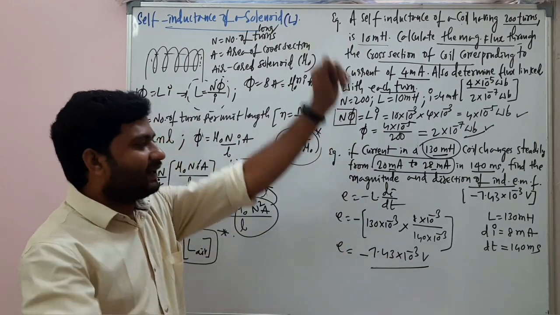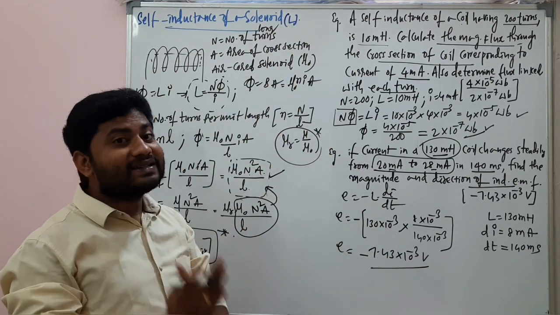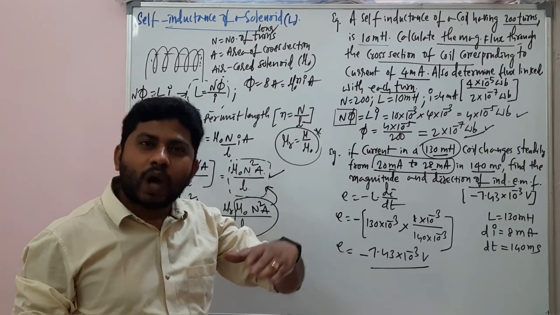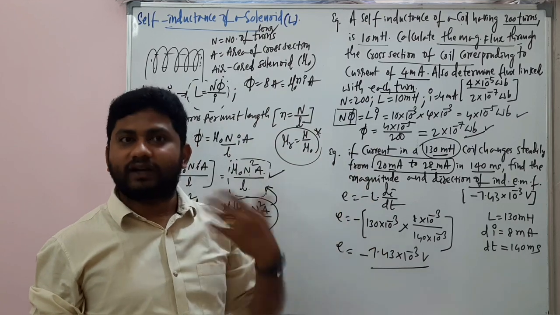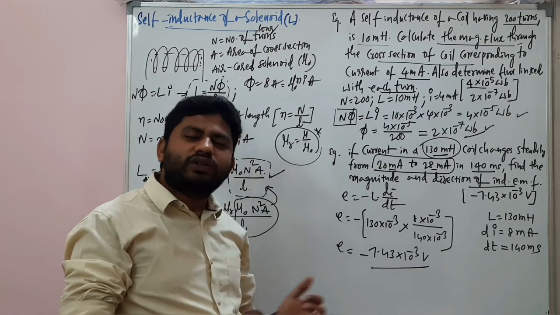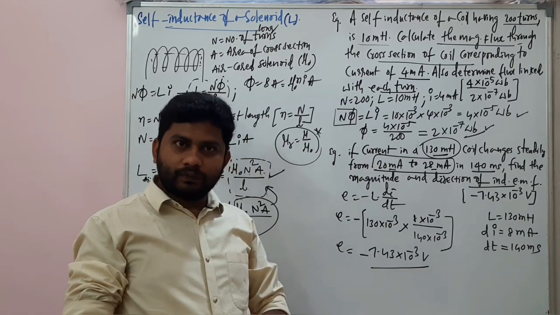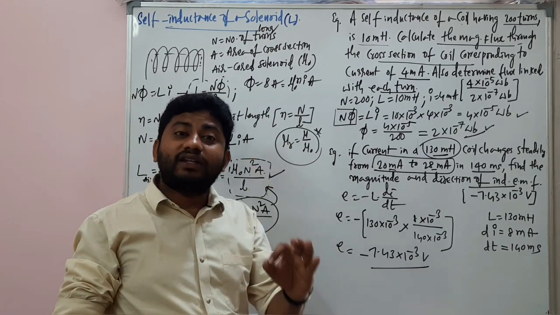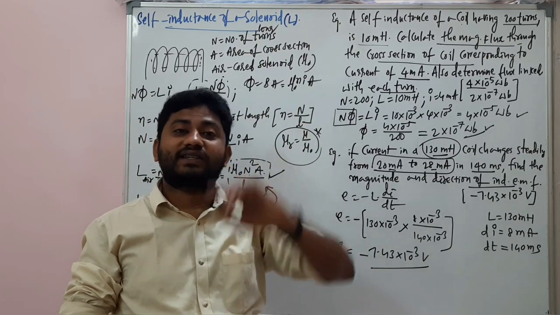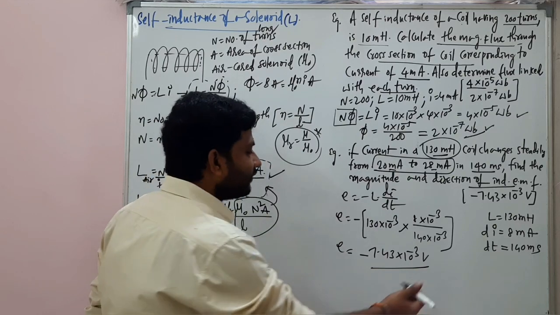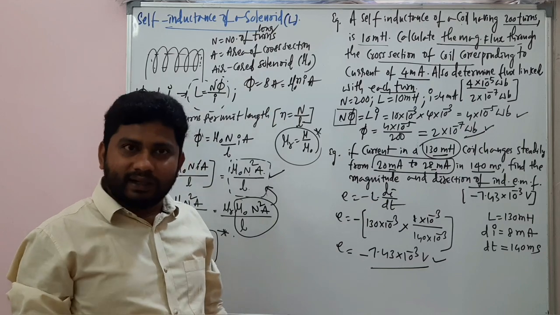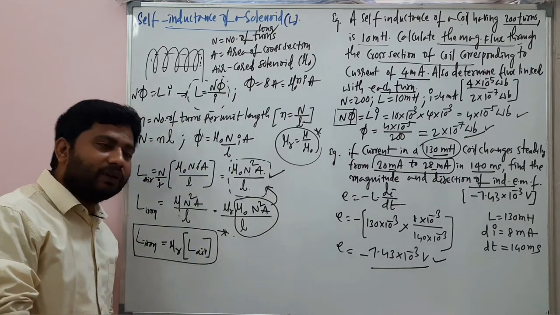So what does the minus indicate? Minus indicates this induced EMF will try to oppose the change of current. Here, the current is growing. What does the induced EMF do? The induced EMF will try to delay the current from reaching its maximum value. Understand? So that's why we say the induced EMF opposes the change of current. Alright. Clear? So this is how the numericals will be asked.